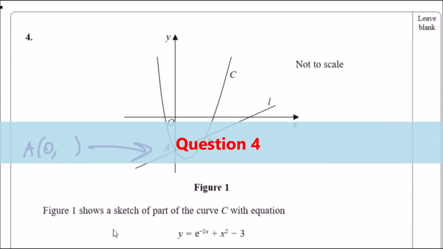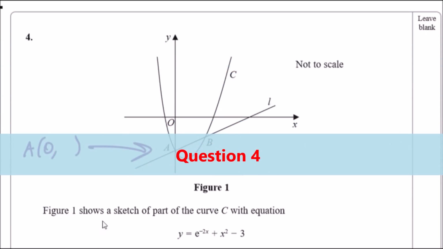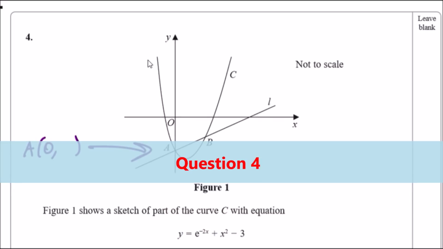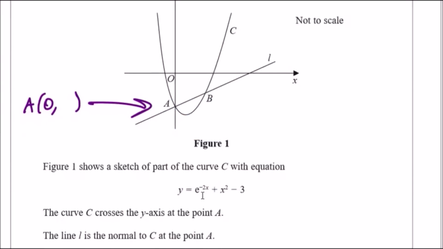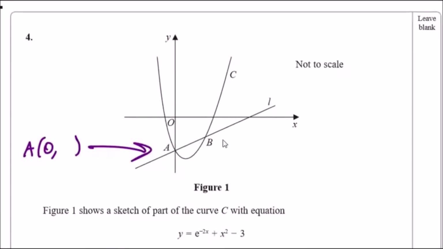Okay, so it tells us that we have a figure 1 which shows a sketch of part of the curve C, which is this U-shaped quadratic one with the given equation. Okay, so here's the equation. Now just look at this head on. We can see that this curve cuts the line at 2 points A and B. We can also see that at point A, it seems to cross the y-axis. So we can guarantee that this point here has an x coordinate of 0, because when something cuts the y-axis, the value of x is always 0 because it hasn't moved across.